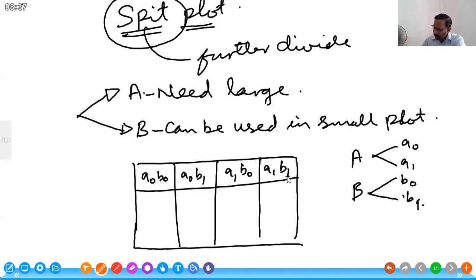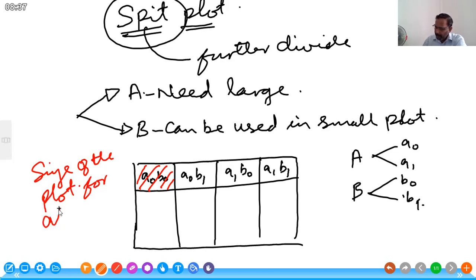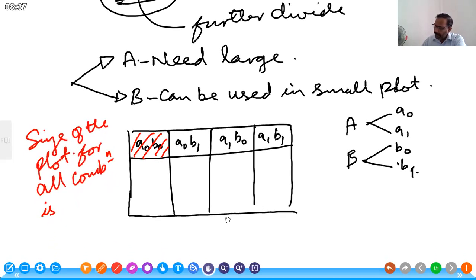You see here, the size of the plot for all the combinations, is it same or different? Same.